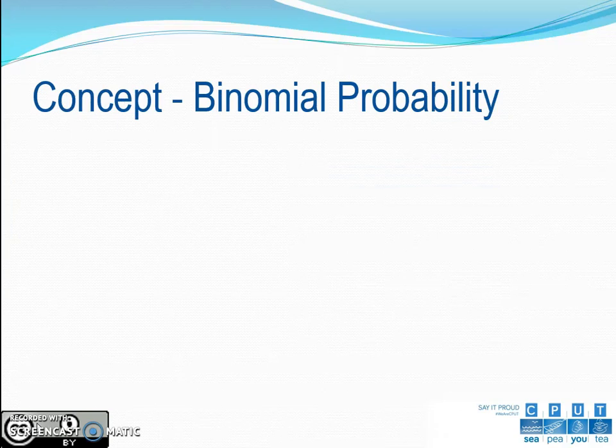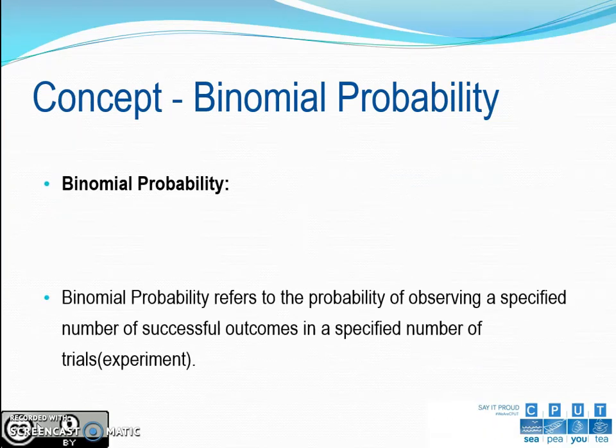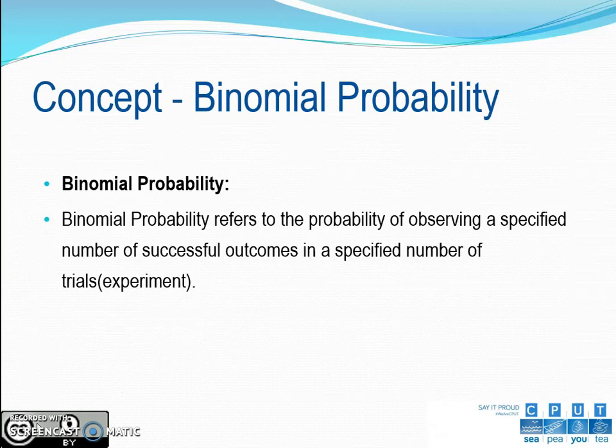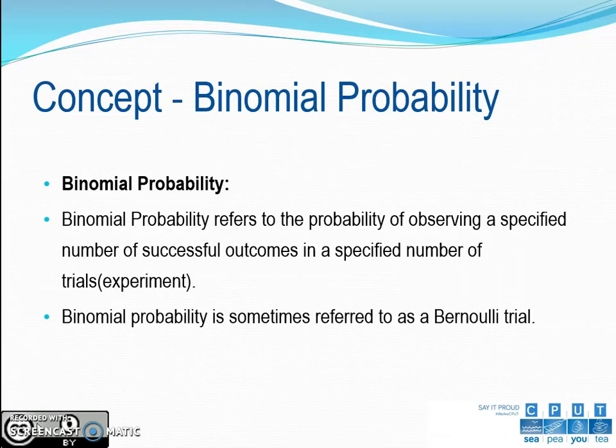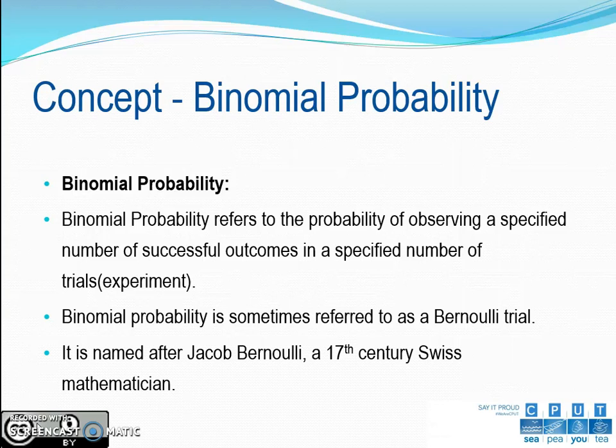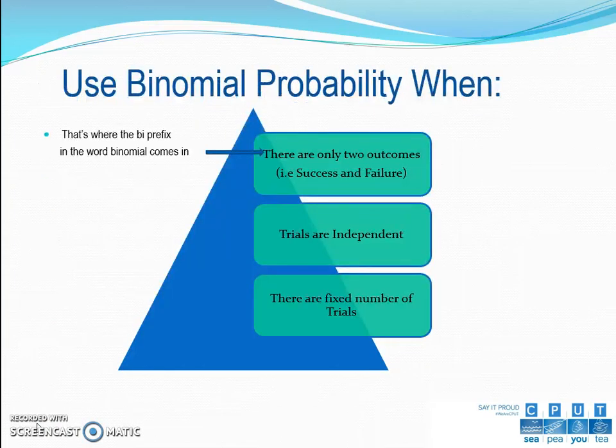Now let's go to the concept, which is binomial probability. What is binomial probability? Binomial probability refers to the probability of observing a specified number of successful outcomes in a specified number of trials or experiments. Binomial probability is sometimes referred to as the Bernoulli trial, and that is because it is named after Jacob Bernoulli, who was a 17th century Swiss mathematician.